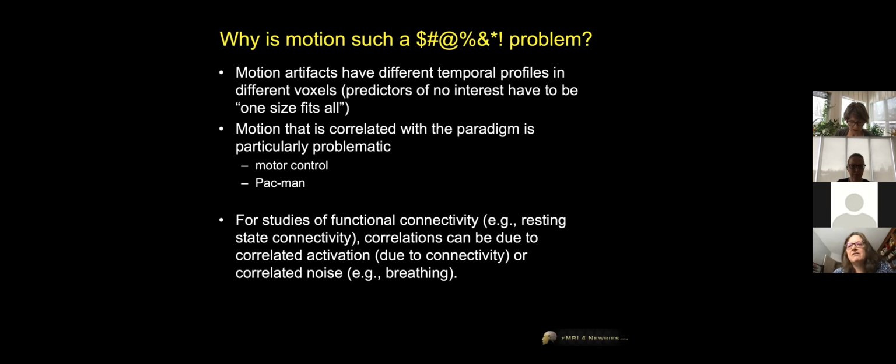And then another thing which Ben and his colleagues have talked about in the papers is that a lot of neuroimaging these days relies on functional connectivity, resting state being the most common. And in those cases, you want to isolate connections that are due to legitimate functional connections versus correlations that are just driven by correlated noise, say breathing artifacts and things like that, motion artifacts.